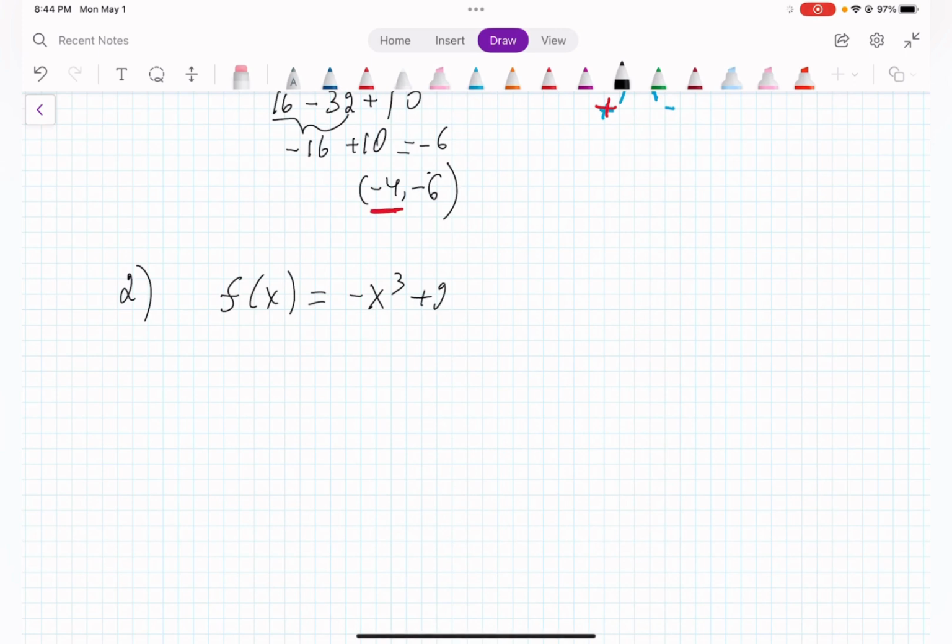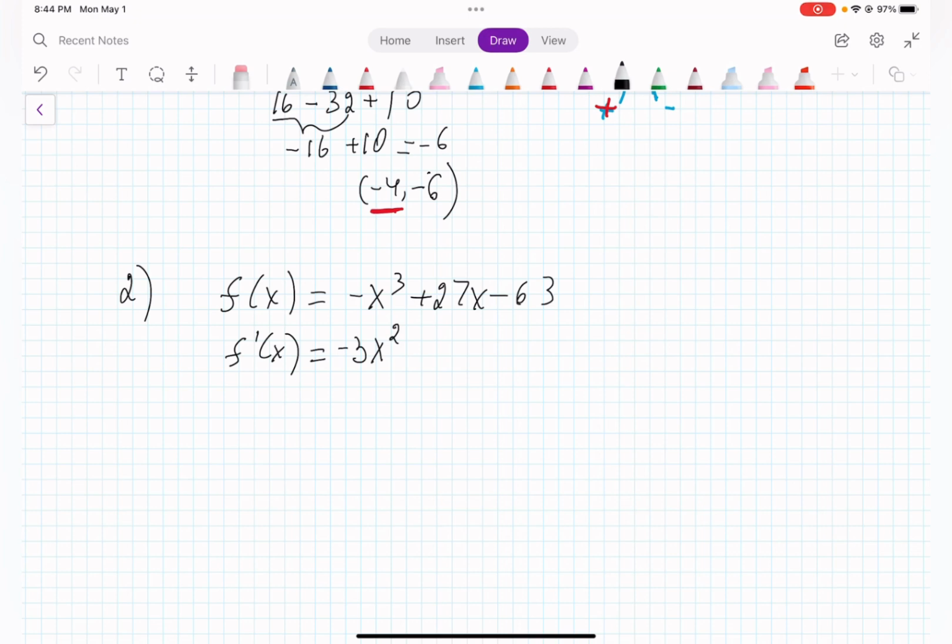Plus 27x minus 63. Okay, so what we are going to do, first thing, we need to find the critical value. To find critical value, we need to take derivative, right? And then assign derivative to 0 and find the x from there, correct? So let's take a derivative. F prime of x is equal -3x squared.